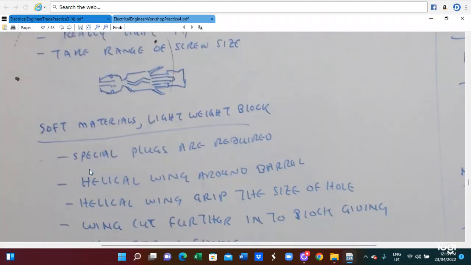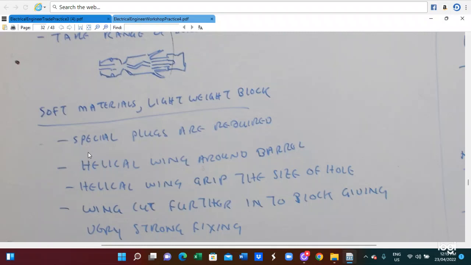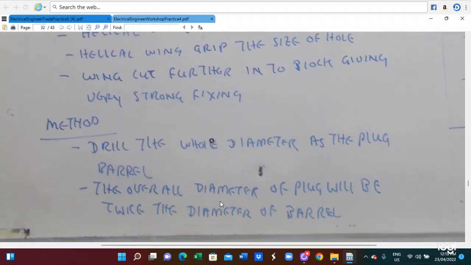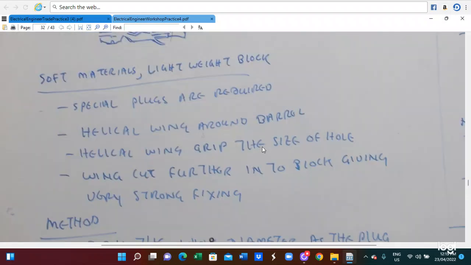For soft material and lightweight block, special plugs are required. Helical wings around the barrel are utilized, and the helical wings grip the side of the hole when you drive the screw further into the block. They are very strong and efficient. We need to drill the hole to the diameter of the plug barrel, and the overall diameter of the plug will be twice the diameter of the barrel. So this is the drilling method.